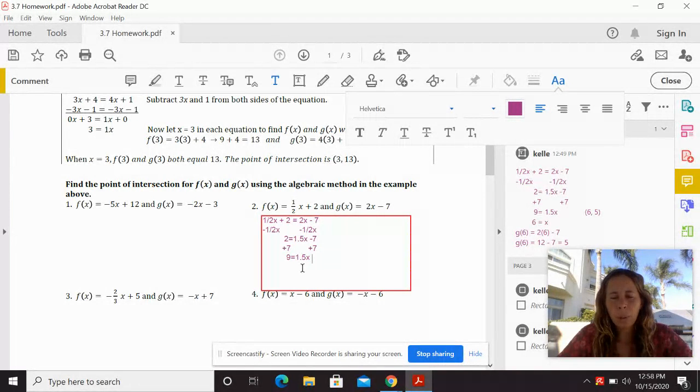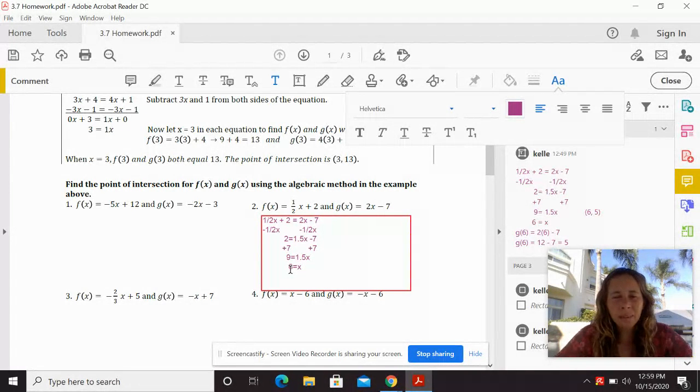This means 1.5 times x equals 9. To figure out x, you're going to divide both sides by the number in front of the x, which is 1.5. 9 divided by 1.5 is 6. 1.5 divided by 1.5 is 1, so that gives you 1x, which is just x. So x equals 6. Bam.